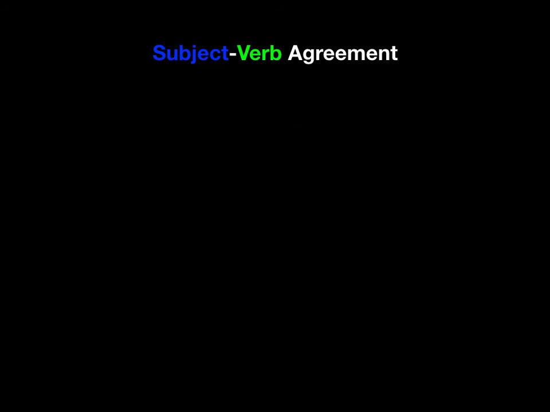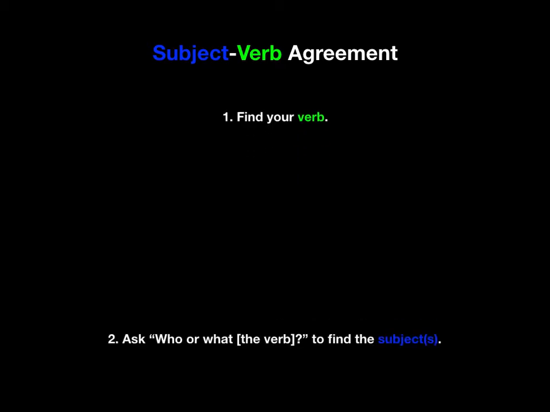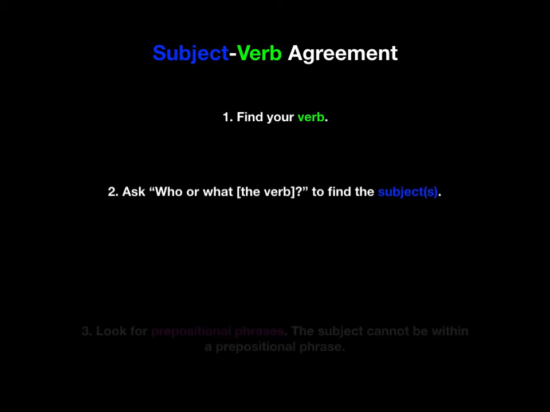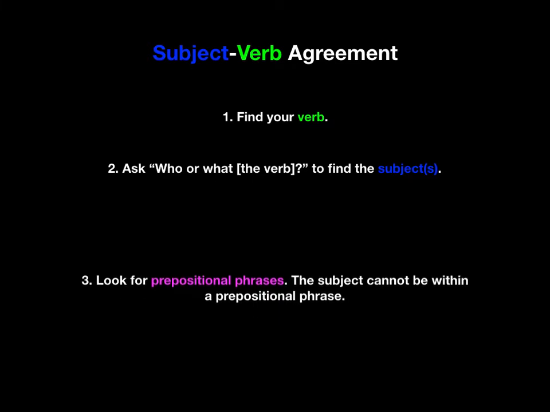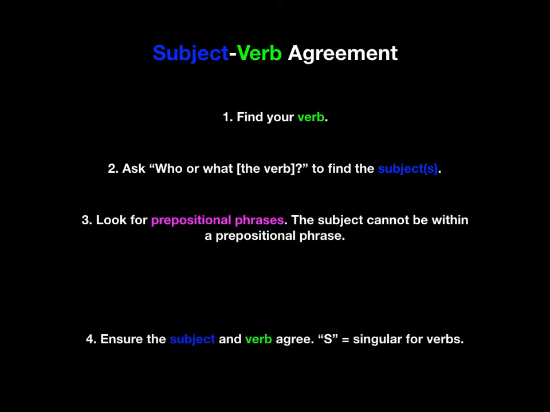With subject-verb agreement, there is a four-step process that we should be aware of. First, we need to find our verb. Next, we need to ask ourselves who or what the verb to find our subjects. We then need to look for any intervening prepositional phrases. Remember that the subject cannot be within a prepositional phrase. Lastly, we need to ensure that the subject and the verb agree.